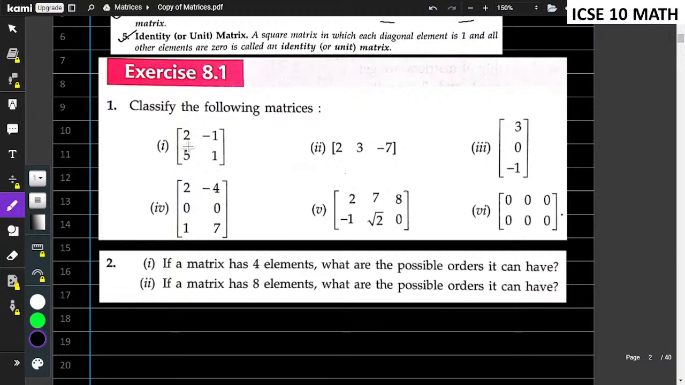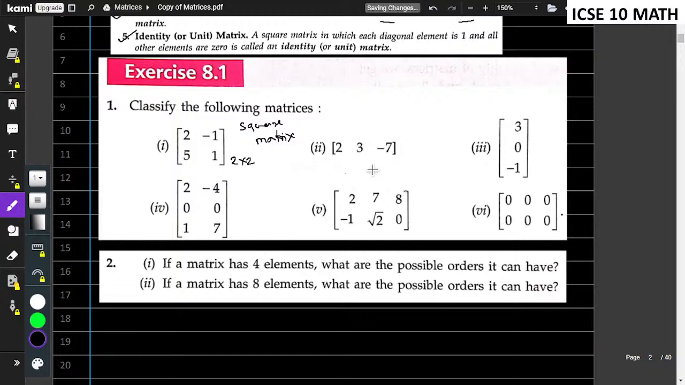We have seen this. First one, what's the order? There are 2 rows and 2 columns, so let's write 2 into 2. What do we call this? 2 by 2: same number of rows, same number of columns. So we call it a square matrix. Correct, square matrix.